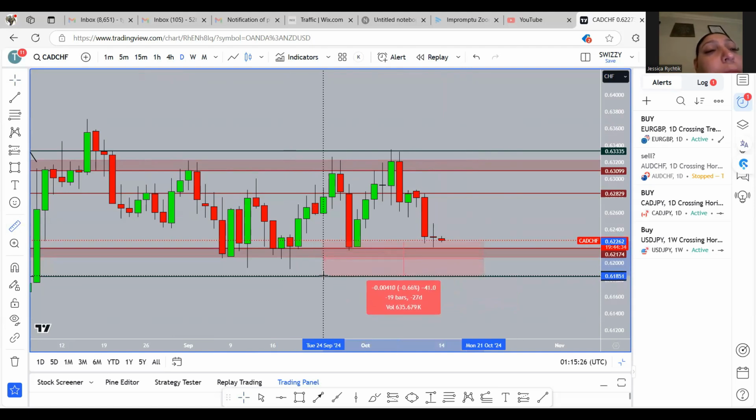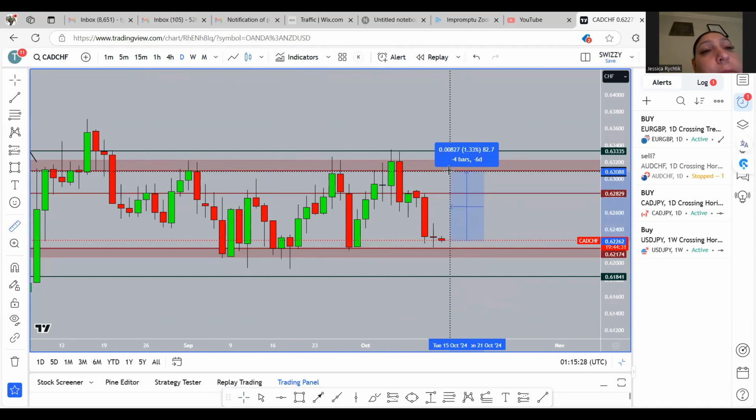So that's 41 pips. And your goal is to get here. So that's 83. So you're risking 1 to make 2. That's almost like a 1 to 2 ratio. So that means you risk $1 to make $2. You risk 100 to make 200, 300 to make 600.